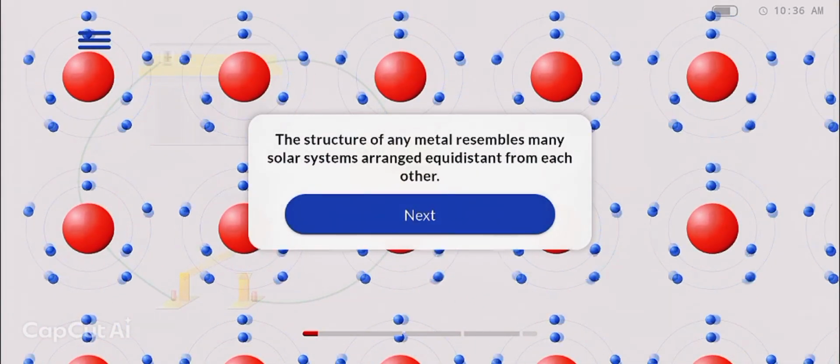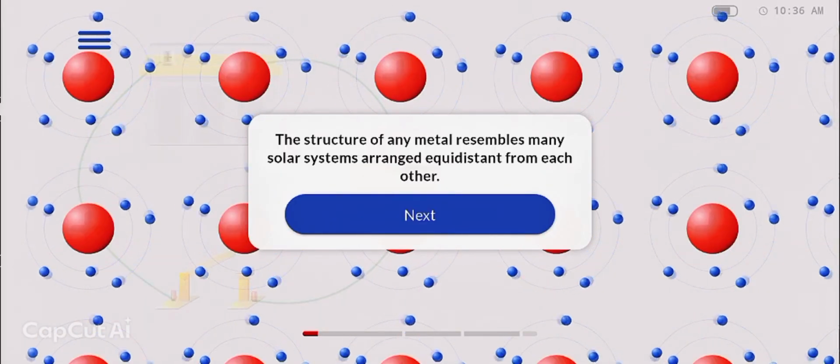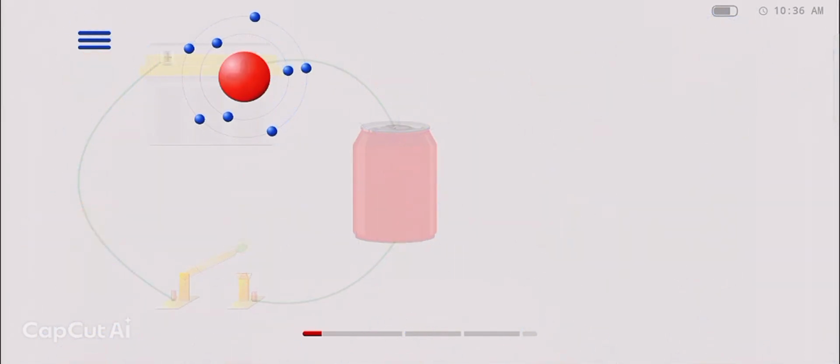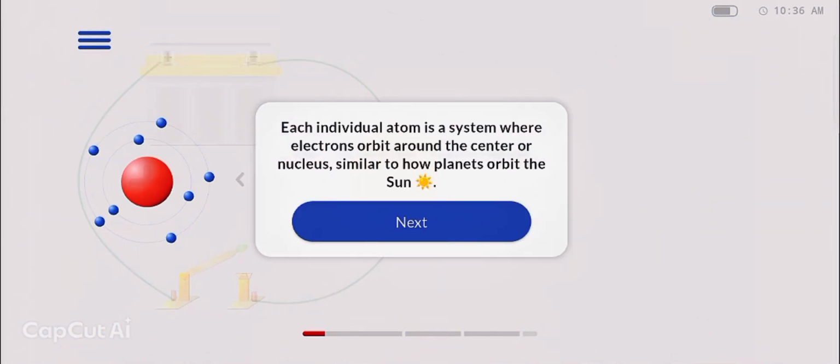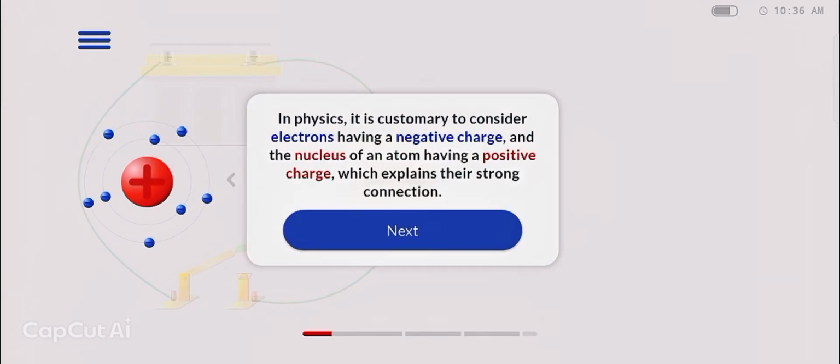The structure of any metal resembles many solar systems, arranged equidistant from each other. Each individual atom is a system where electrons orbit around the center or nucleus, similar to how planets orbit the sun. In physics, it is customary to consider electrons having a negative charge and the nucleus of an atom having a positive charge, which explains their strong connection.